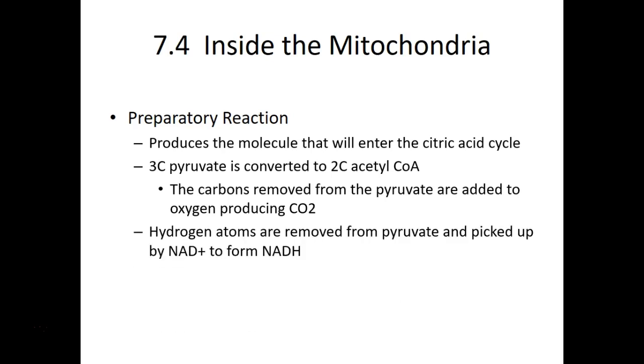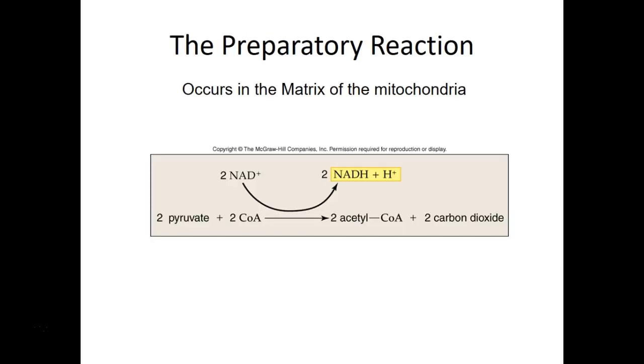I'm going to get to the next slide. Here we go. So here we have pyruvate and coenzyme A. These two mix together. In the process, we remove hydrogens. So that's oxidation. Pyruvate is oxidized to the acetyl group. NAD is reduced to NADH. The carbons that were in the 3-carbon pyruvate that are removed are going to attach to oxygen, producing carbon dioxide.